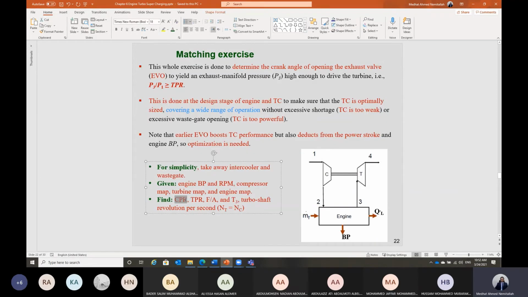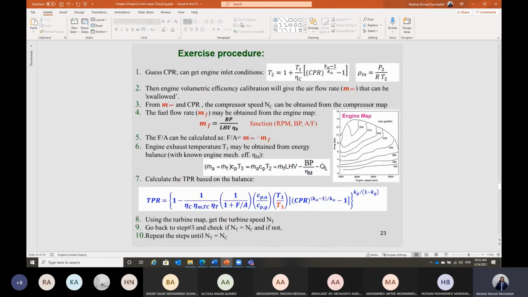For the matching point, we need to find the compressor pressure ratio and the turbine pressure ratio. We need to get also the fuel to air ratio into the engine. And we need to get the temperature T3, to decide when we have to open the exhaust valve. And we need to get the turbine revolution, the shaft revolution connecting the turbine and the compressor. The procedure here, Shabab, can go this way.